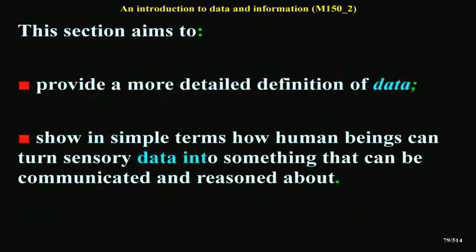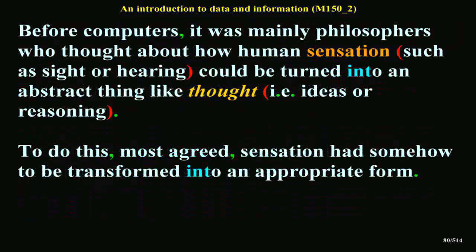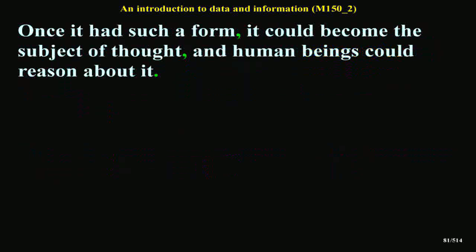This section aims to provide a more detailed definition of data, and show in simple terms how human beings can turn sensory data into something that can be communicated and reasoned about. Before computers, it was mainly philosophers who thought about how human sensations such as sight or hearing could be turned into an abstract thing like thought, ideas or reasoning. To do this, most agreed, sensation had somehow to be transformed into an appropriate form. Once it had such a form, it could become the subject of thought, and human beings could reason about it.